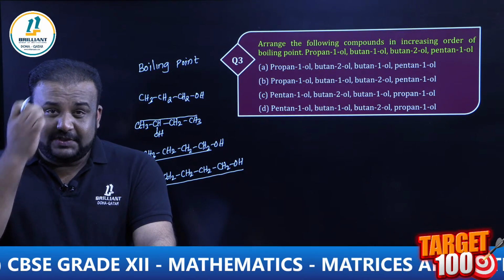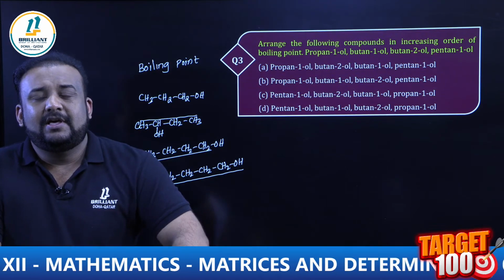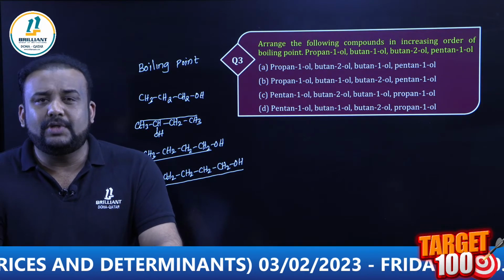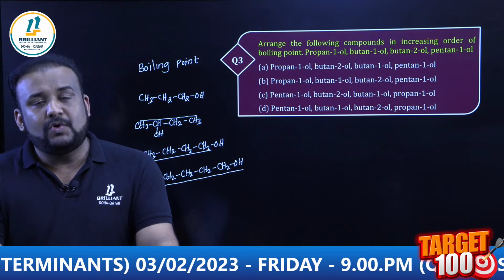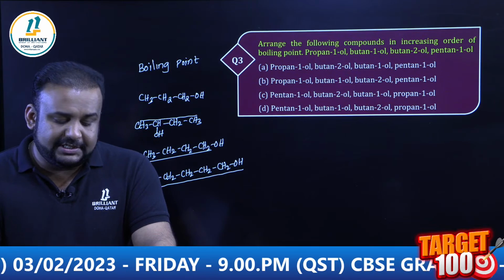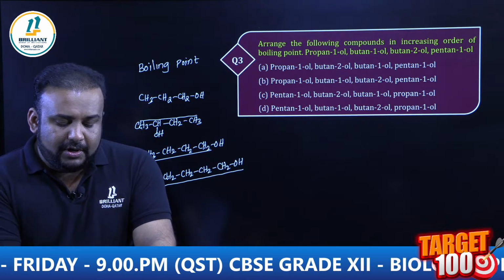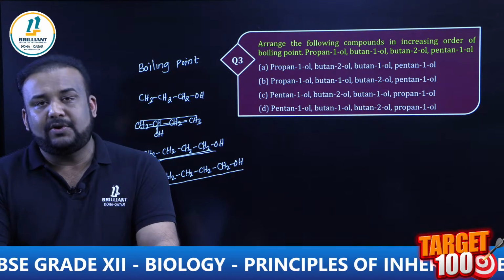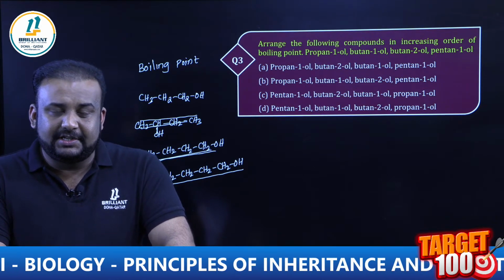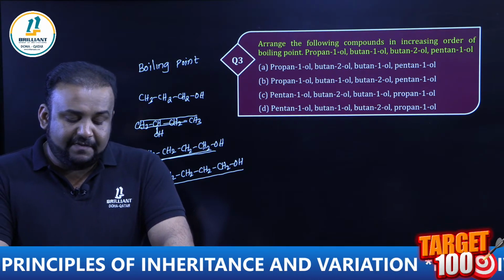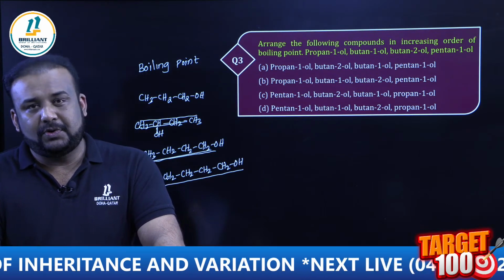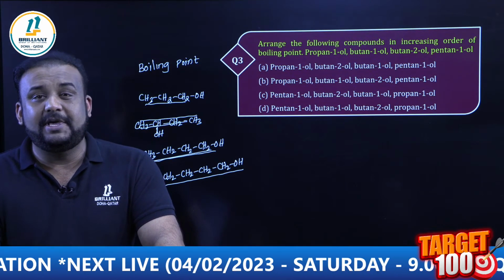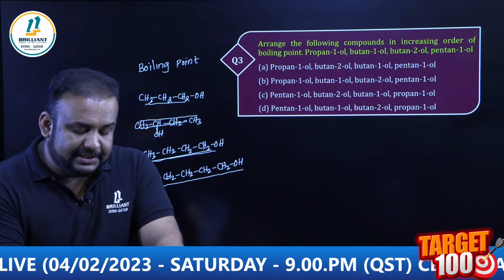Now, when it comes to isomers, you need to remember the factor that decides the boiling point will be again the surface area. You know that straight chain isomers have got more surface area than branched isomers. So butan-2-ol is having a branched structure, whereas butan-1-ol has a longest chain structure. So butan-1-ol will have more boiling point than butan-2-ol. And finally, the 3 carbon alcohol propanol will be having the lowest. So what will be the right answer?